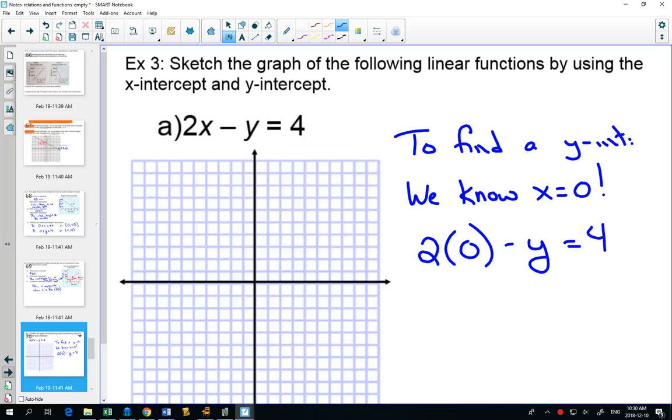Well, let's look. What's 2 times 0? 0. So on this side, would you agree that I have minus y? On this side, I'm going to have 4. If minus y is equal to 4, what's y going to equal? Negative 4. So we go to our graph, and we now found out that our y-intercept is at (0, -4).